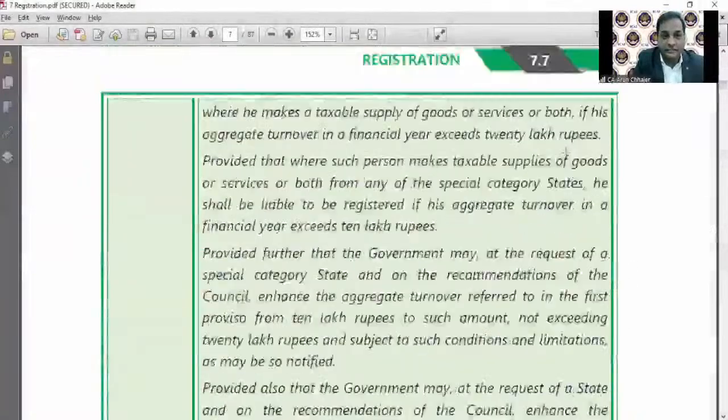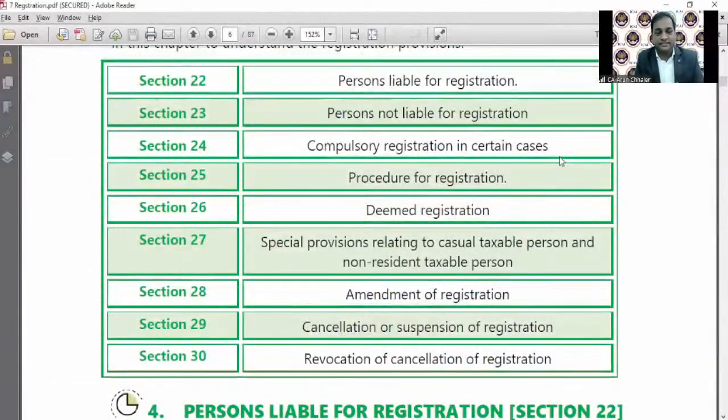Now go back to page number 6. This is our main topic, main discussion. So first I'm covering these 3 sections: section 22, section 23, section 24. Section 22: person liable to take registration. Section 23: person not liable to take registration. Section 24: compulsory registration. Repeating again, 3 points. Section 22 talks about person liable to take registration. 23 talks about person not liable to take registration, and 24 about compulsory registration.